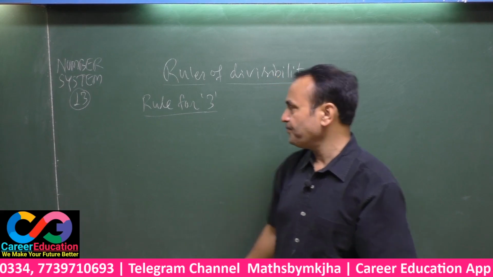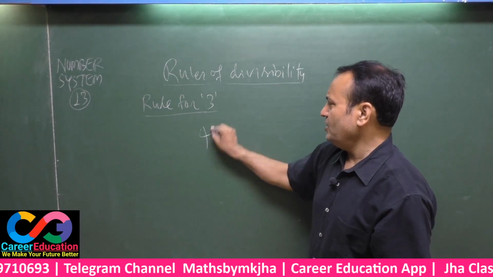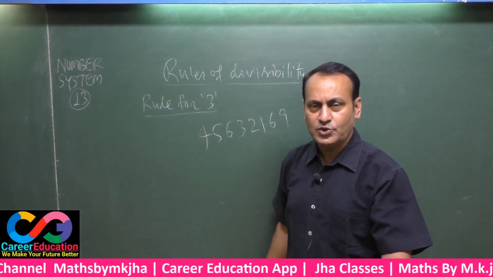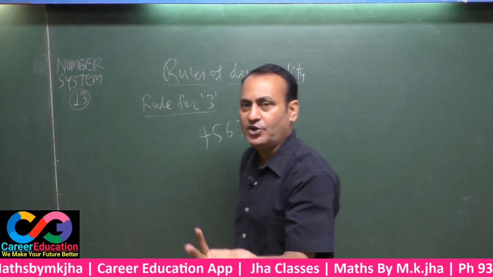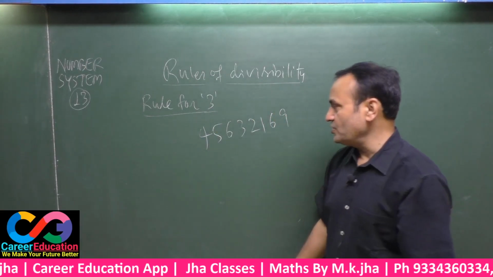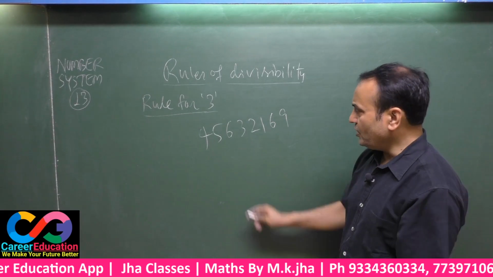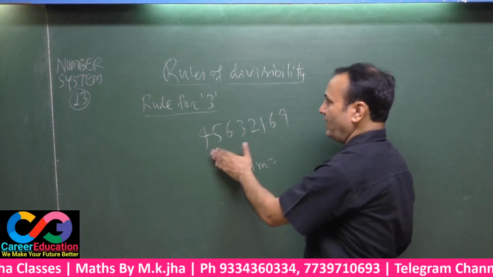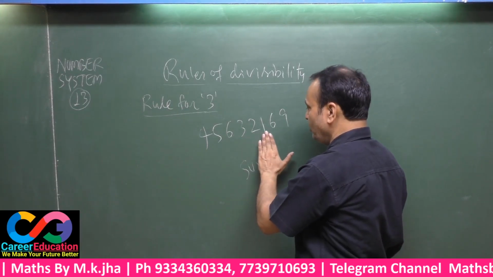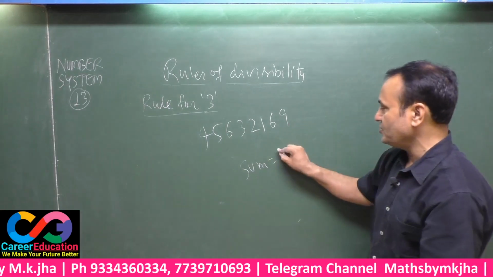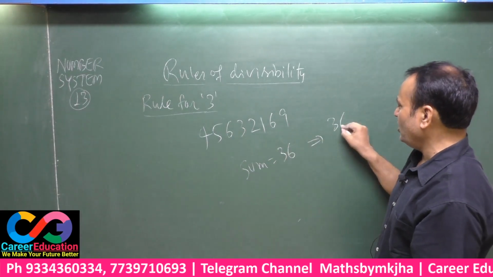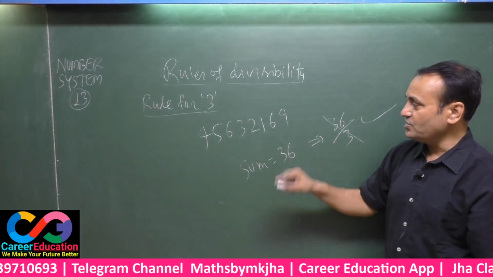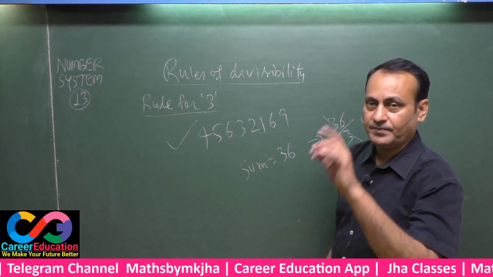This is your quotation here. That means the number is like this, and the question asks you whether this number is divisible by 3 or not. Certainly you have to add: the sum total of all these digits is 4, 5, 9, 6, 15, 3, 18, 20, 21, 27, 36. That means the sum total 36 is completely divisible by 3. That means this number is divisible by 3.